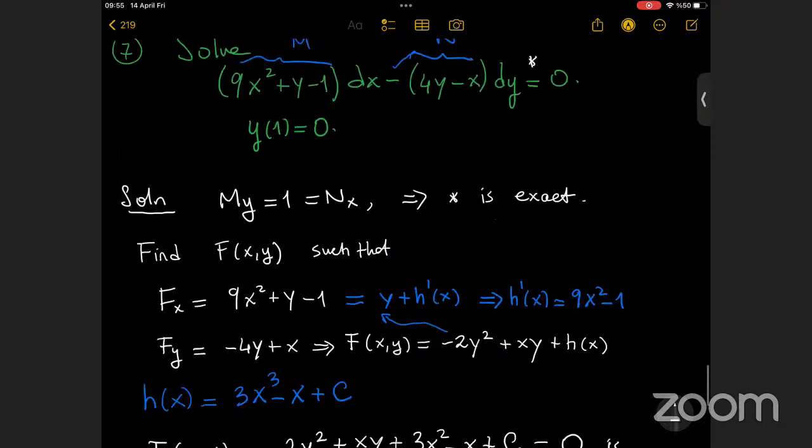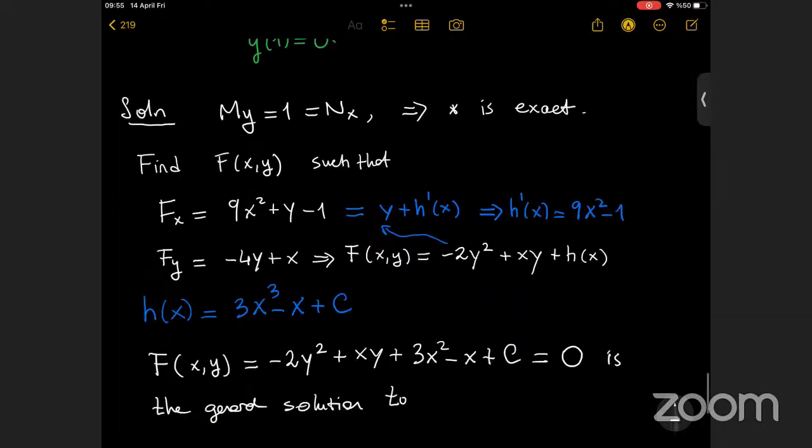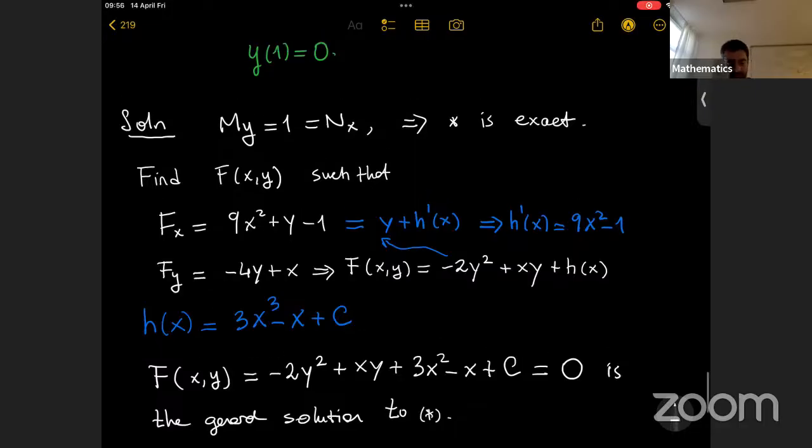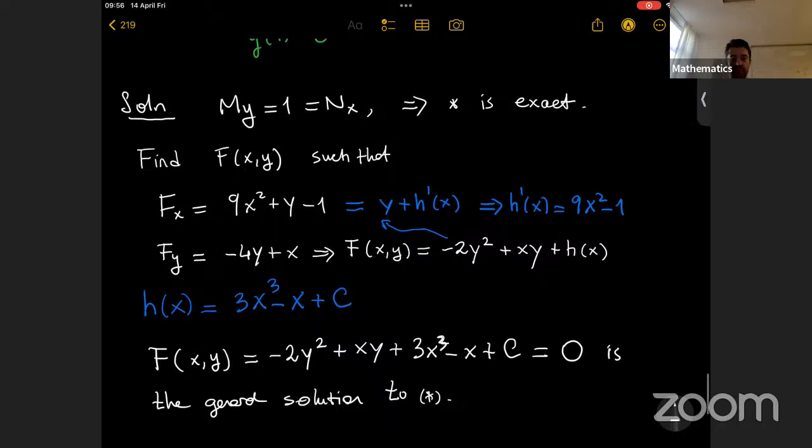X küp olacak galiba. Soru mu var? Hocam genel solution 3x kare yazdığınız zaman o 3x küp mü olacak? Ha, pardon, evet, şuraya geçirirken. Evet, var mı soru arkadaşlar?